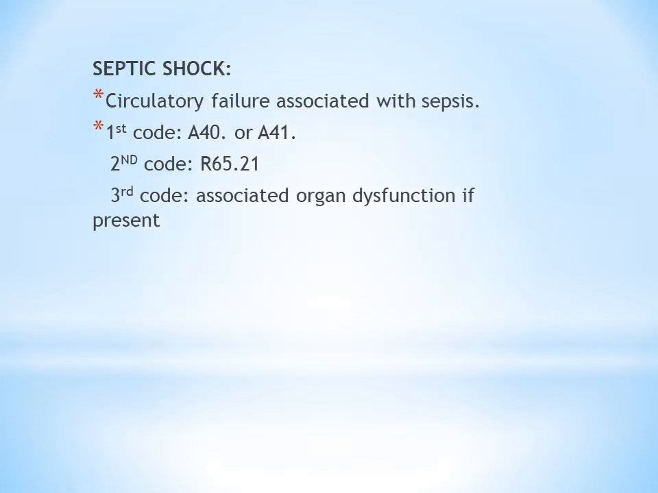The third one is septic shock, that is circulatory failure associated with sepsis. If the documentation says septic shock, your first code will again be the underlying systemic infection, that is sepsis. So the first code will be the A40 or A41 series, the sepsis codes, and the second one will be R65.21, severe sepsis with septic shock, and the third code will be the associated organ dysfunction or organ failure, if any is present.